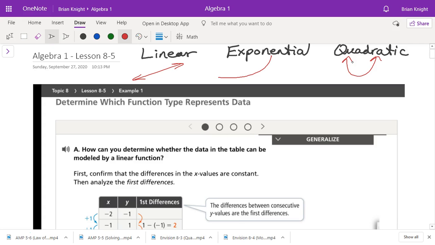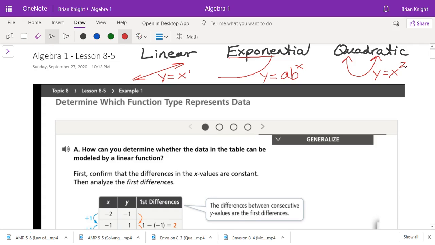What about your equation? What's the highest degree on linear equations? 1. So it's like y equals x. Exponential means your variable is what? The exponent. That's why it's called exponential. So it will look like y equals ab to the x power. Quadratics, what's your highest degree? 2. So it's going to be x squared.